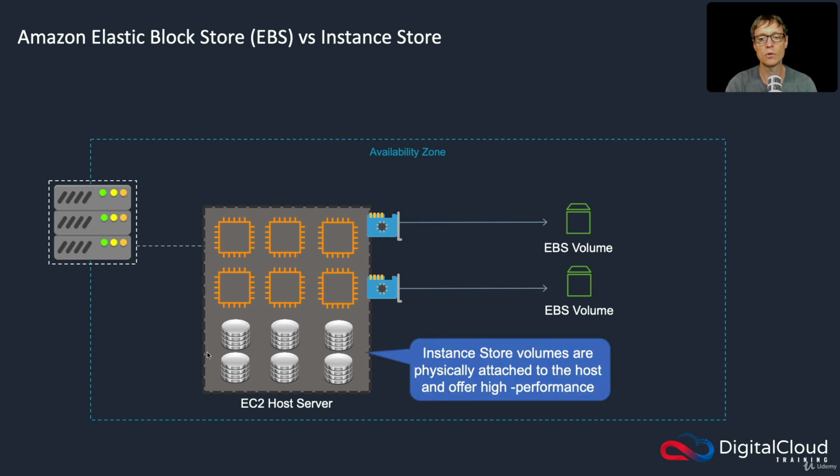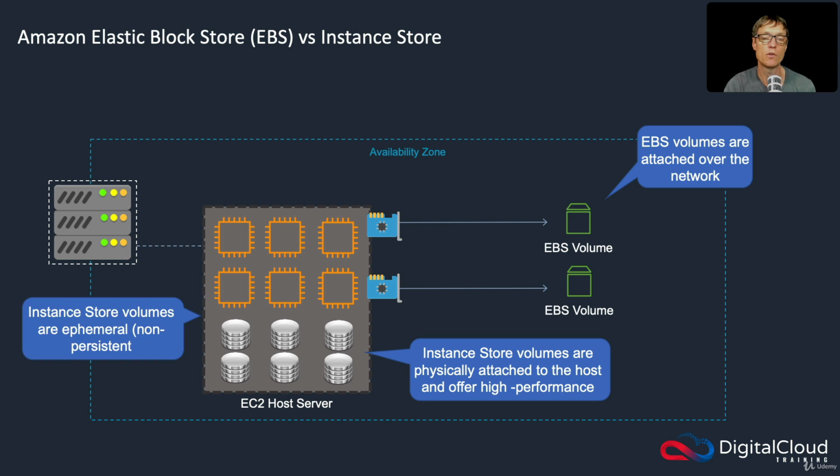But the instance store volumes are actually physically attached to the host, and they offer really high performance. So they're used for certain use cases where you need very high performance with extremely low latency. Now, that's different to EBS volumes because they're over a network. You can get very good performance from EBS volumes, amazing performance really, but for certain use cases, you can get better performance out of an instance store.